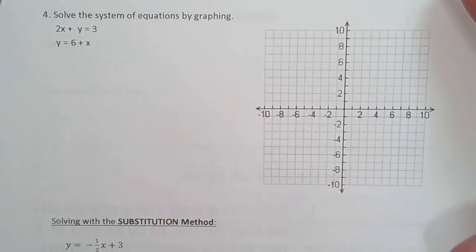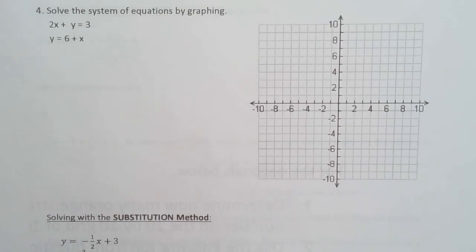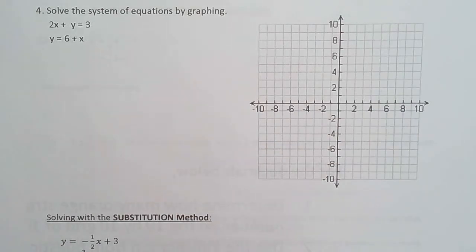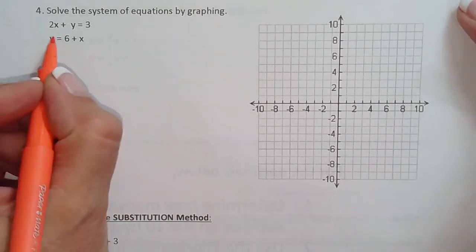Graphing makes sense. But like I said on the first page, what happens if the solution's 2.17 comma 3.598? How am I ever going to find that on a graph? I can't get that exact. So graphs are fine for whole numbers, but once your solutions turn into decimals or fractions, they're not so good. Okay, let's go ahead and get going on these.